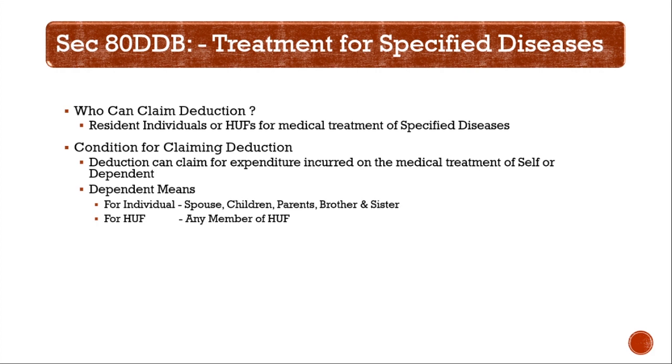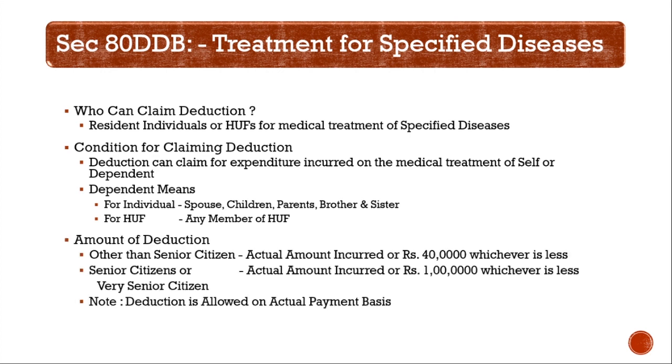In case of an individual, dependent means spouse, children, parent, brother, sister. In case of HUF, dependent means any member of the HUF. Unlike 80U and 80DD, here there is no flat deduction of the amount given. It means you have to produce bills here. You have to incur the expenses which are actually incurred. Apart from actually incurred expenses, there is another limit prescribed. Let us have a look at it.